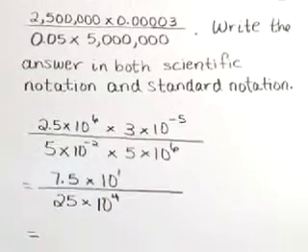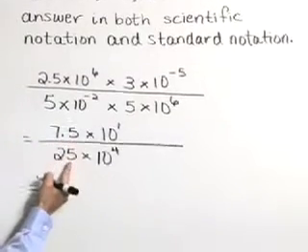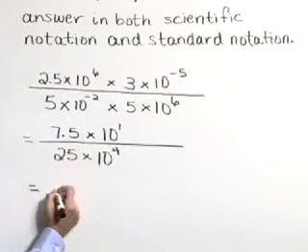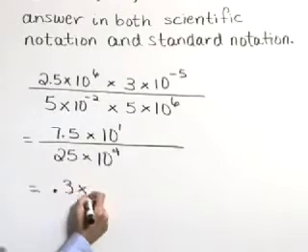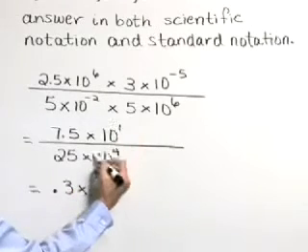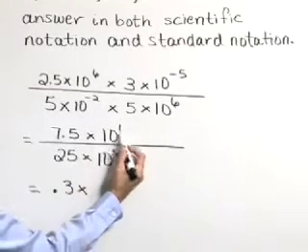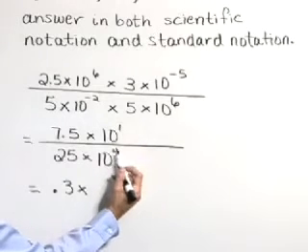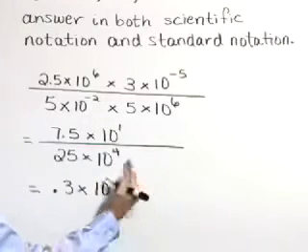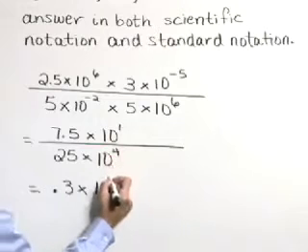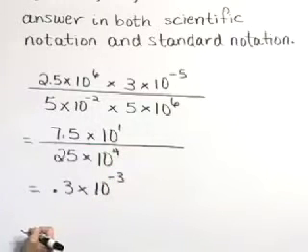Now let's divide. 7.5 divided by that 25 is 0.3. And using our quotient rule, 10 to the 1st over 10 to the 4th is 10 to the 1 minus 4, or negative 3 power.